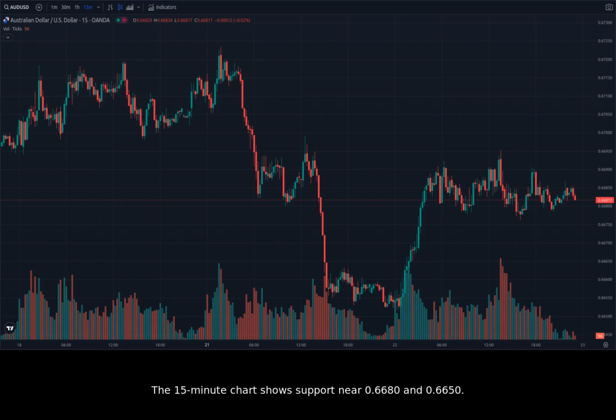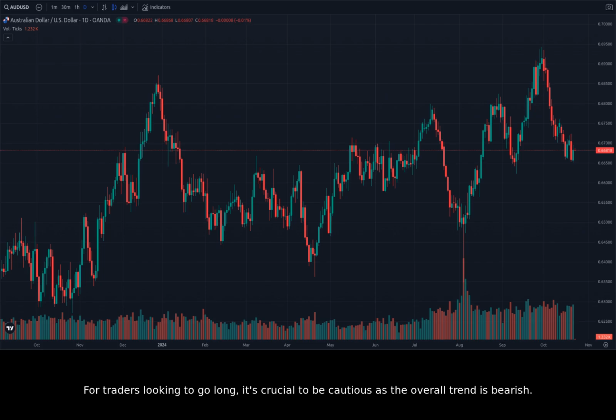0.6680 and 0.6650. Resistance is currently holding around 0.6710 and 0.6730. For traders looking to go long, it's crucial to be cautious as the overall trend is bearish. A break below 0.6300 could signal further downside, while a break above 0.6450 could invalidate the bearish bias.